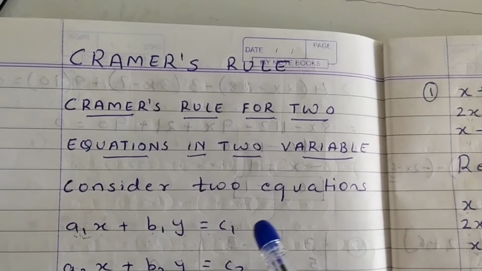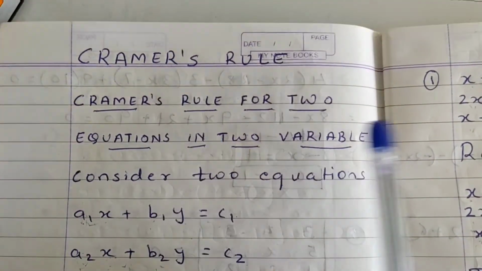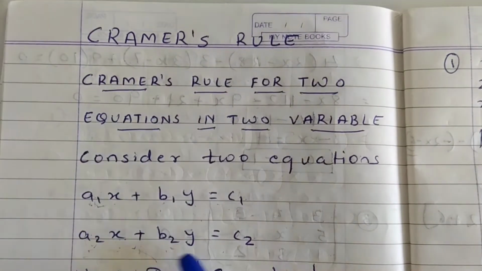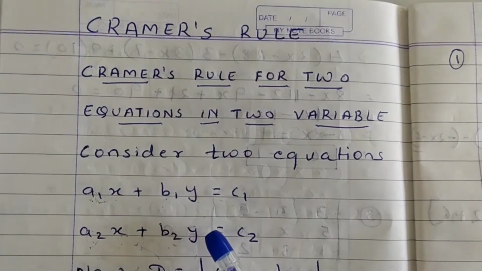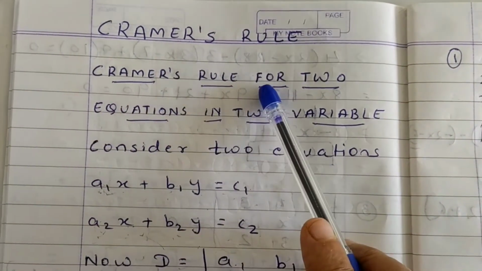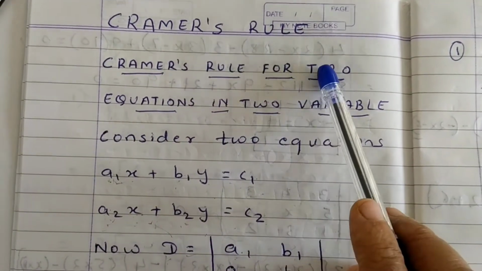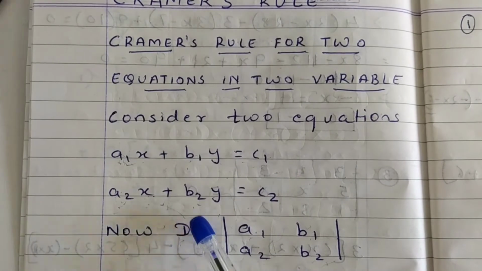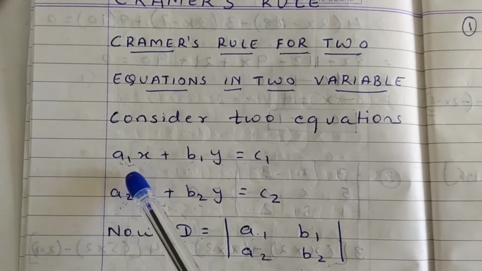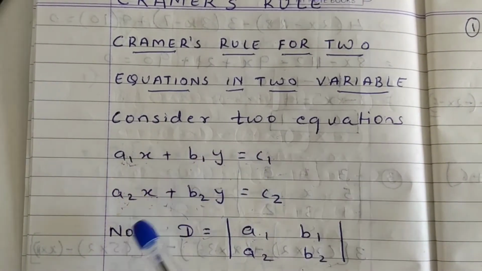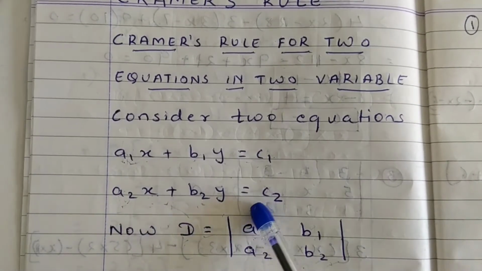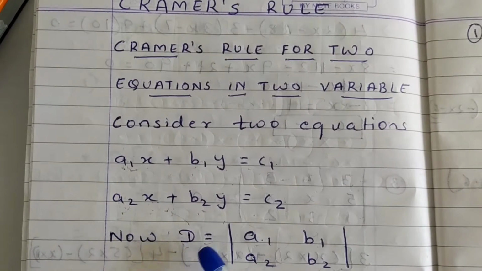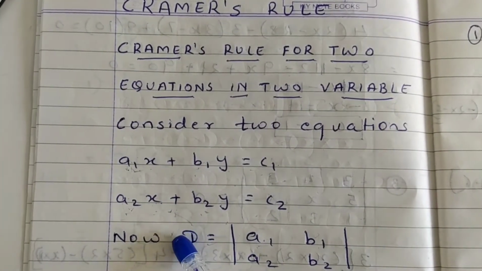Now we are going to see how to solve a given system of equations using Cramer's rule. So here a general equation is taken which we have to solve using Cramer's rule, and this equation has two variables. So let us consider this example. We have two equations, a1x plus b1y is c1, a2x plus b2y is c2, where c1 and c2 are two constants. So now we will write determinant d.